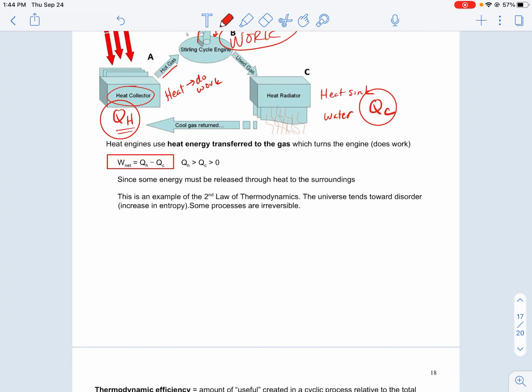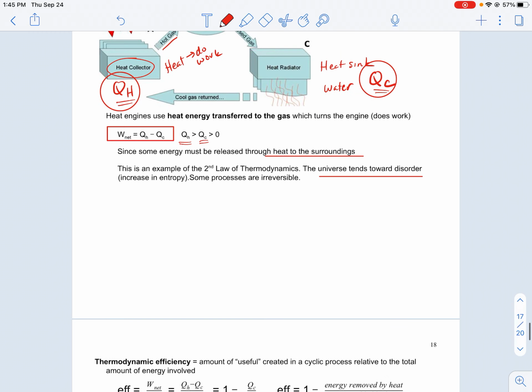And it's also helpful to know that QH must be bigger than QC. It has to be for this whole thing to work. But another thing we need to remember is that inevitably, through all of this process, we are going to lose some heat to the surroundings. It's not going to be perfect. There's going to be friction. There's going to be other irreversible processes, and the universe tends toward disorder.